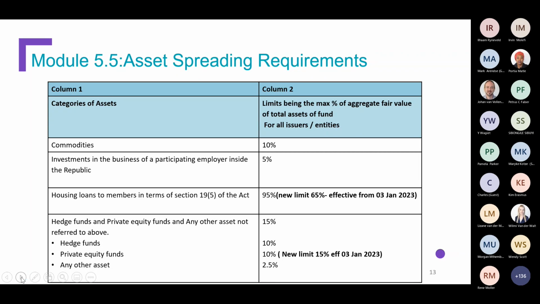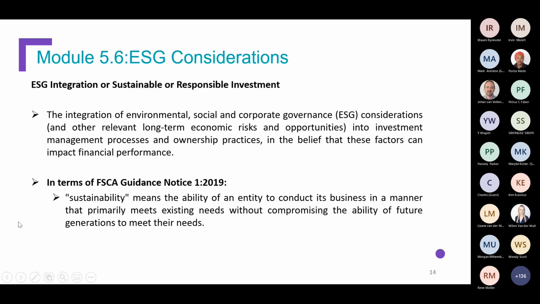With hedge funds, the fund can invest up to 10%. Private equity is also one of the classes of assets that has been affected by the change. At the moment, you can invest up to 10%, but next year it's moving to up to 15%. Any other asset, you can invest up to 2.5%.